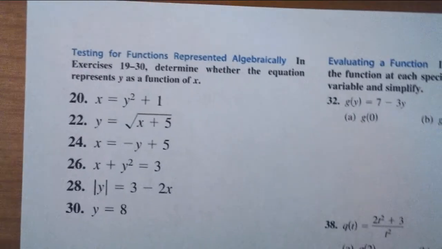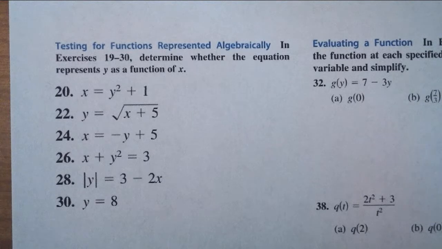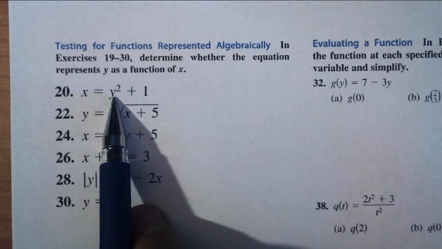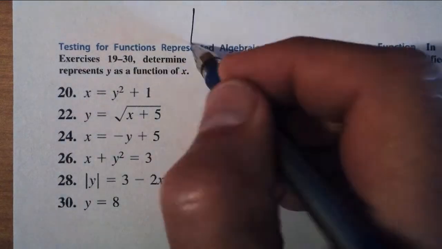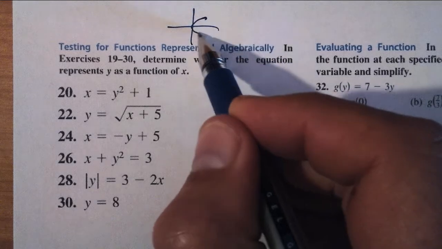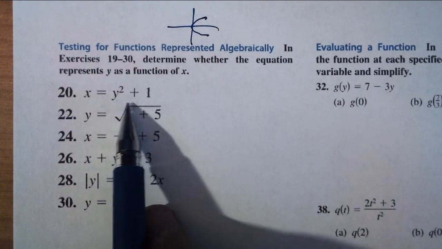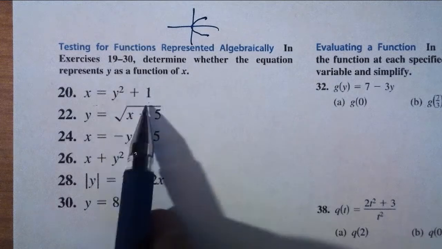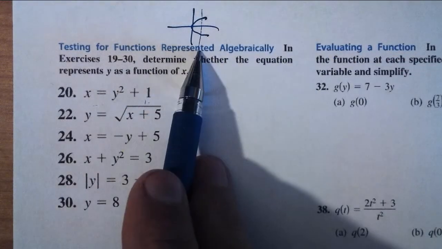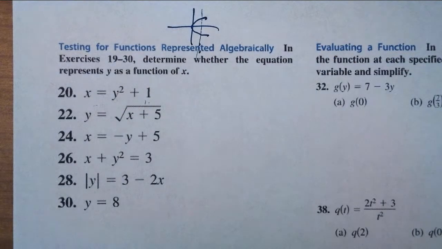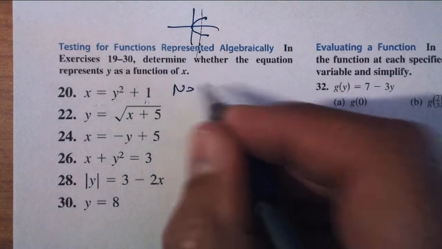In exercises 19 through 30, determine whether the equation represents a function of x. There are graphical ways to do this. If we know what the graph of a function looks like, then we can use that vertical line test that we just spoke about. Hopefully we know that this is a sideways parabola. Y squared parabolas look like this, with a little bit of movement, but it doesn't pass the vertical line test. So this is a no.